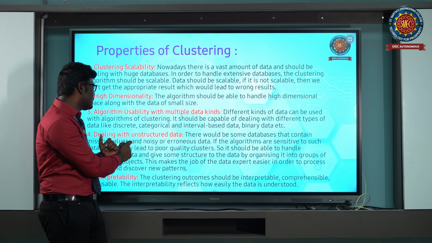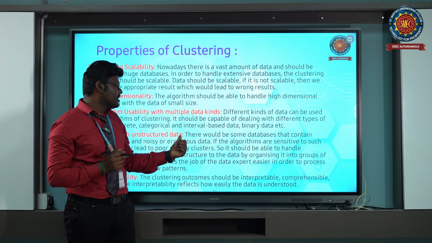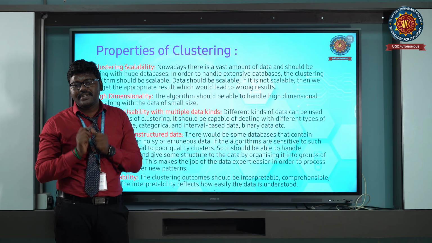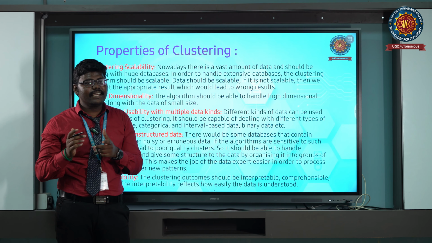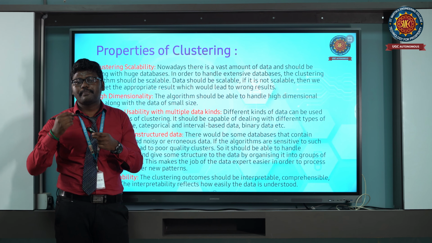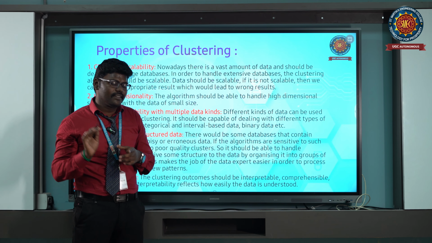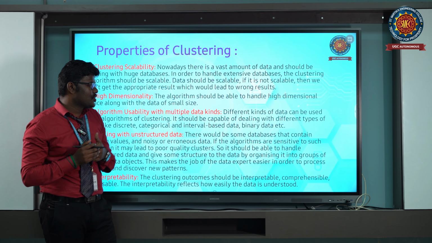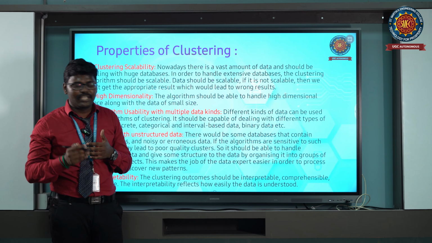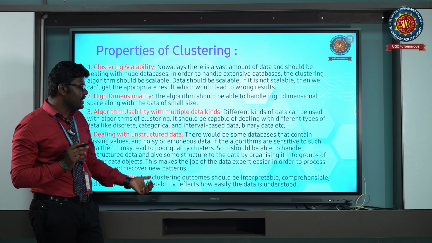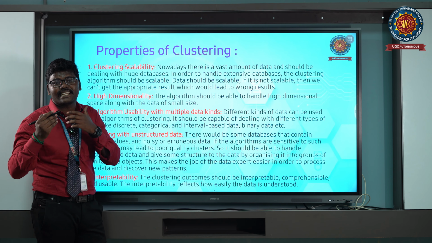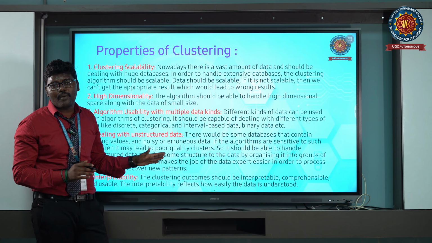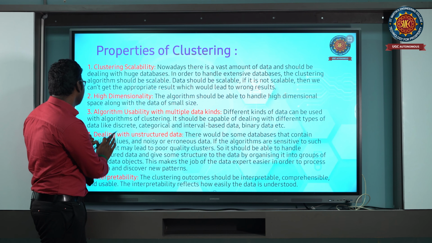The next one, dealing with unstructured data. Some databases contain missing values and noisy values. In that case also the clustering should be performed in a very efficient manner, right? The next, interpretability. The clustering outcomes should be interpretable, comprehensible and usable, right? This interpretability reflects how easily we can understand the data. So these are the properties of clustering techniques.